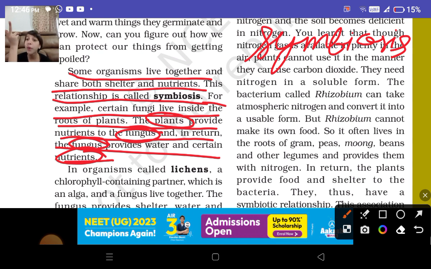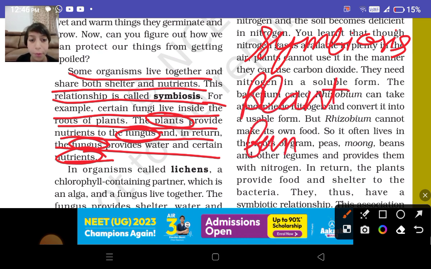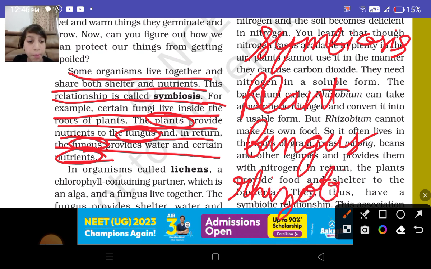So there is one more example. First is of plant and fungus. The other example is rhizobium and leguminous plants. Okay, so that's all for today.